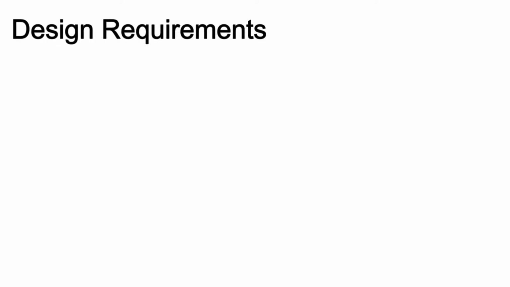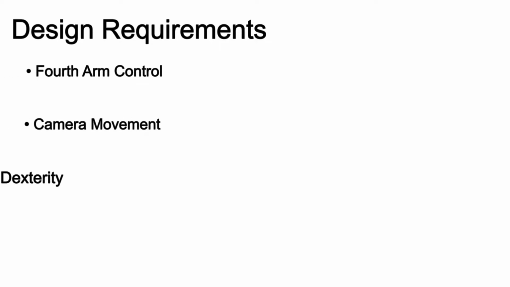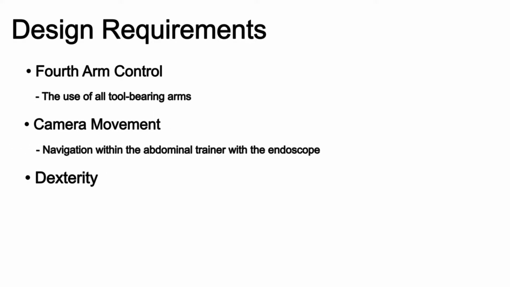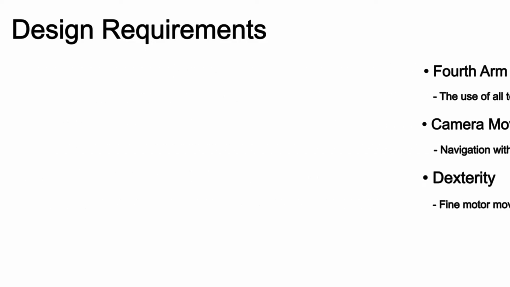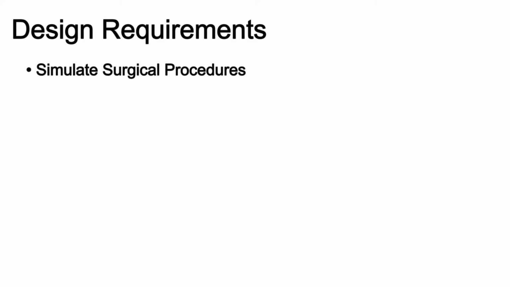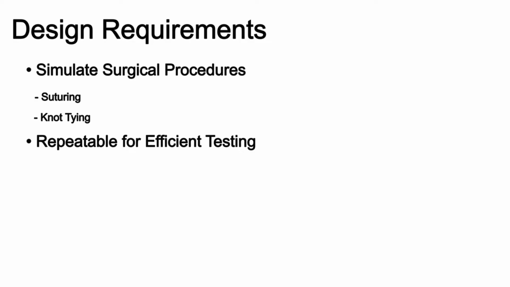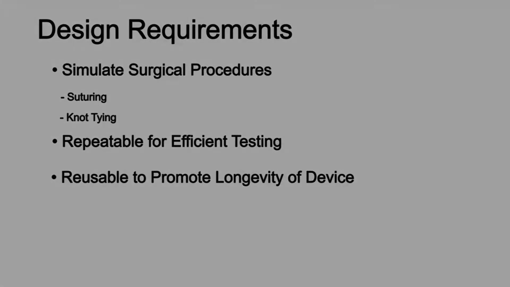The exercises test essential skills required by RAS. These include proficiency with fourth arm control, camera movement, and dexterity. Fourth arm control refers to the use of all tool-bearing arms. Camera movement is the ability to navigate within the abdominal trainer with the endoscope, and dexterity refers to fine motor movements. Exercises also simulate specific surgical procedures such as suturing and knot tying and are designed to be repeatable for efficient testing and reusable to promote longevity of the device.